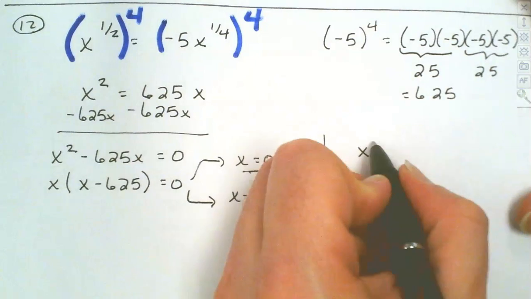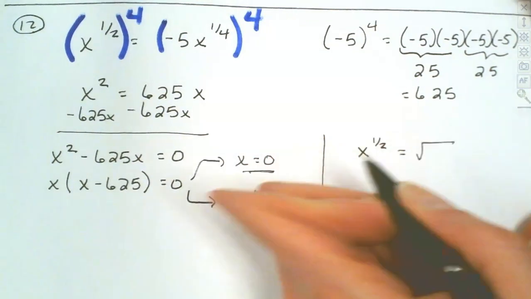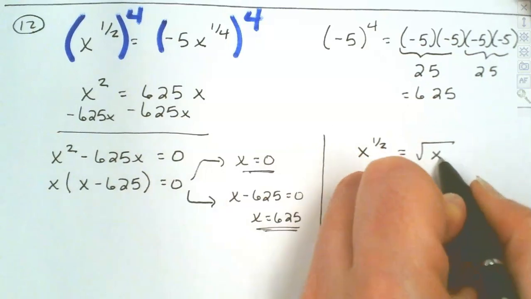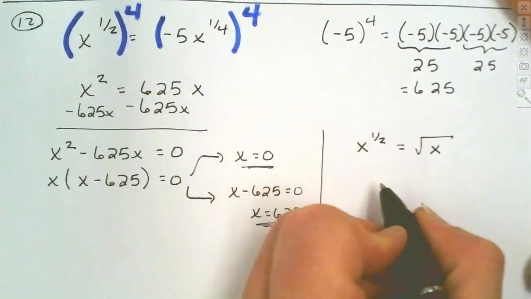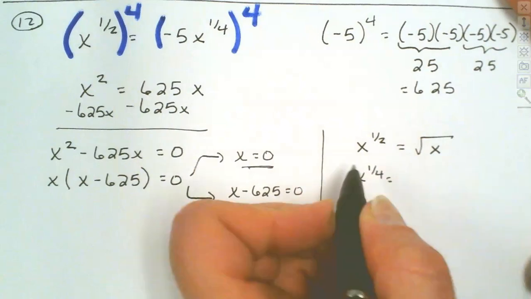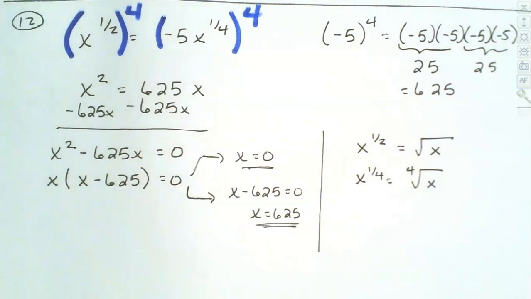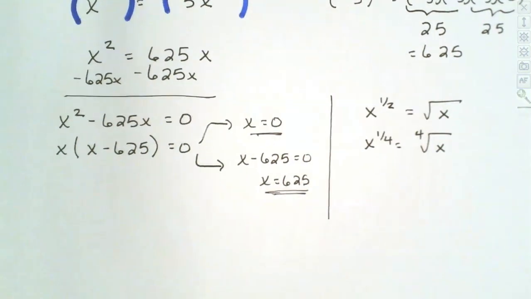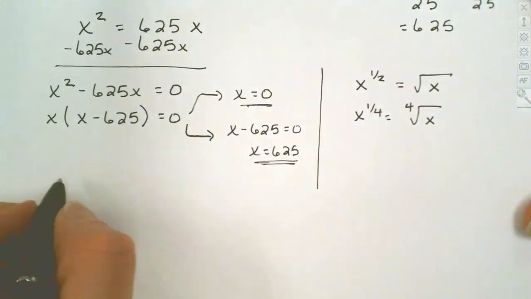X to the 1/2 power is the same thing as the square root of x. And we're going to use this fact here in just a moment. Same thing with x to the 1/4 power. X to the 1/4 power is the 4th root of x. And sometimes you'll see fractional notation. Sometimes you'll see root notation like these. So let's check out our solutions.